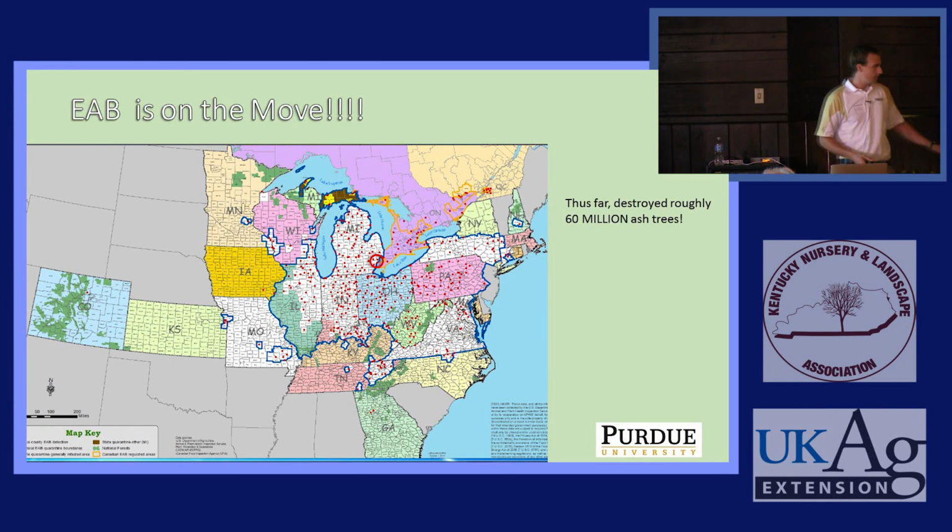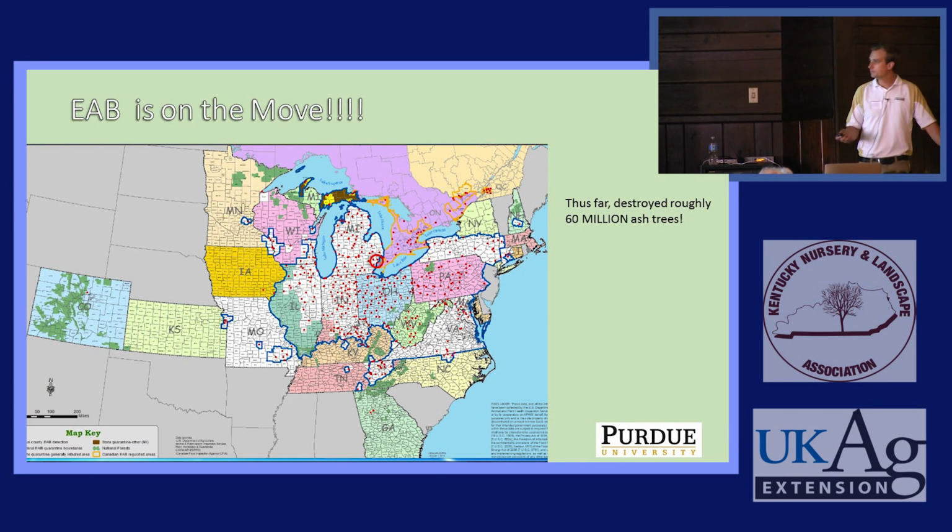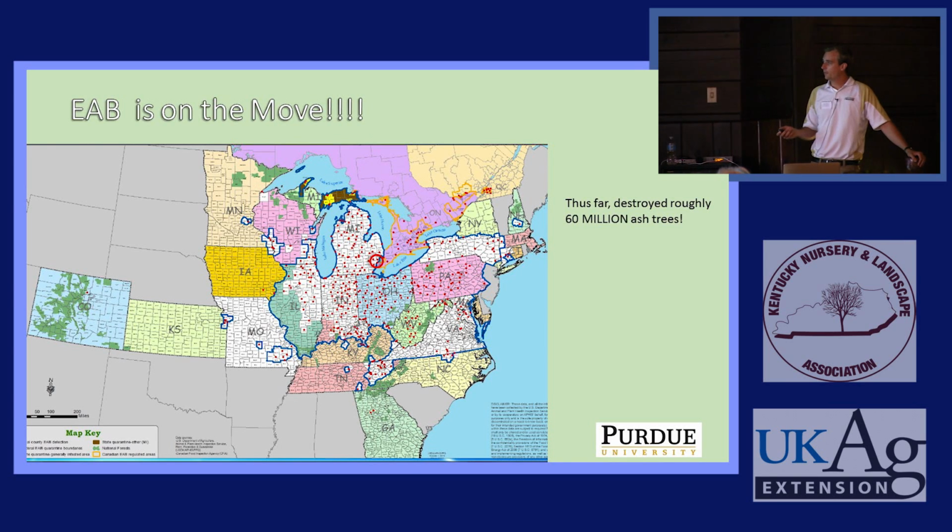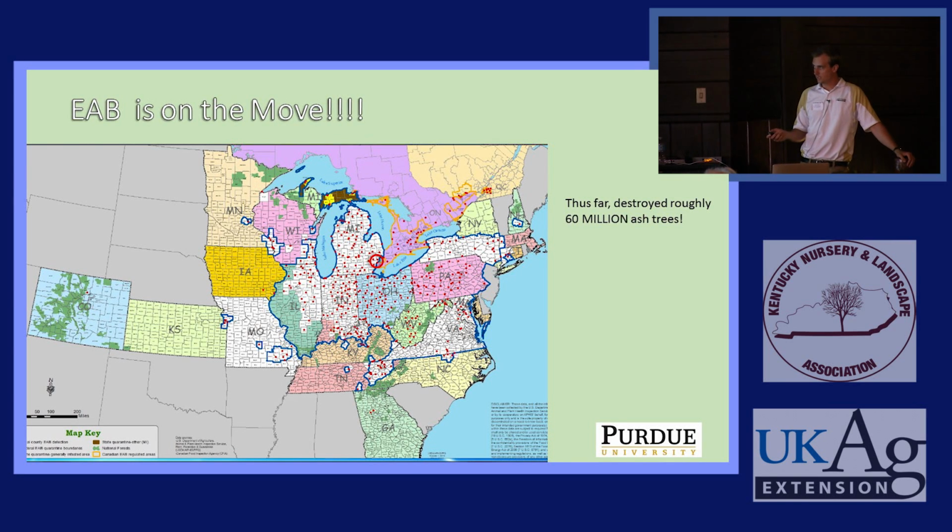So this is the current distribution of EAB. Can you guys see over there? Am I blocking anyone? Okay. Like I said before, it came in Detroit and some shipping materials and has slowly spread throughout.